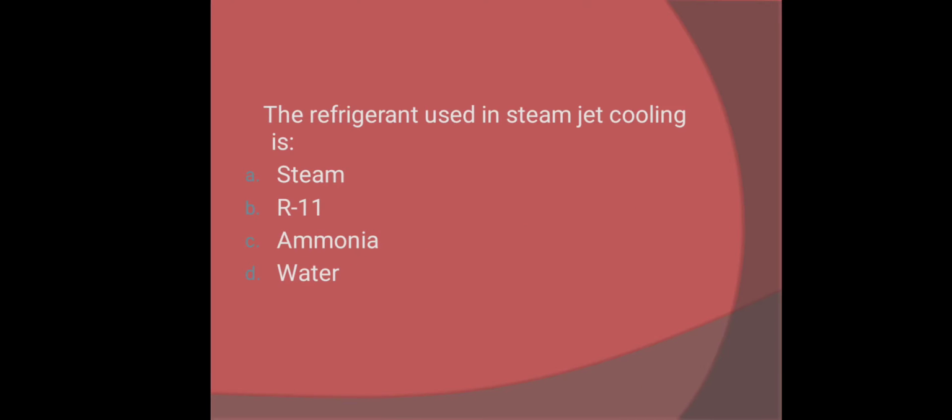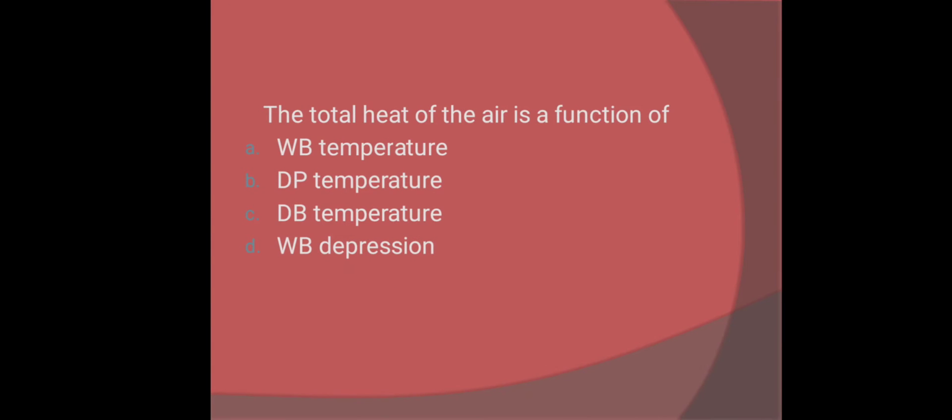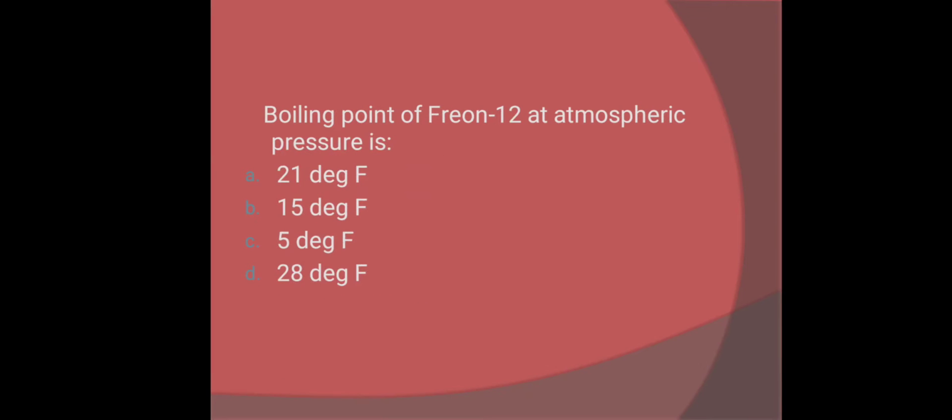So, number 1, the refrigerant used in steam jet cooling is blank. Sagot dyan ay water, letter D. Next, the total heat of the air is a function of, sagot dyan ay wet bulb temperature. Next, the boiling point of Freon 12 at atmospheric pressure. Sagot yan ay letter A, 21 degrees Fahrenheit.